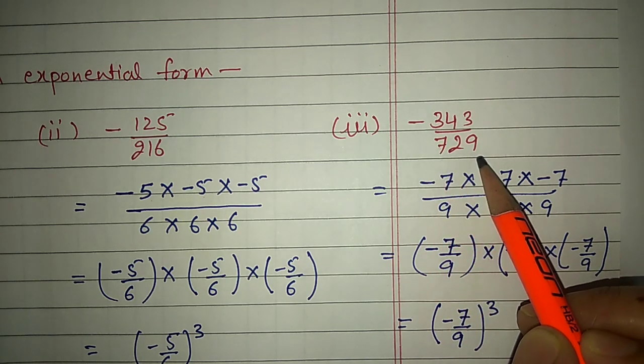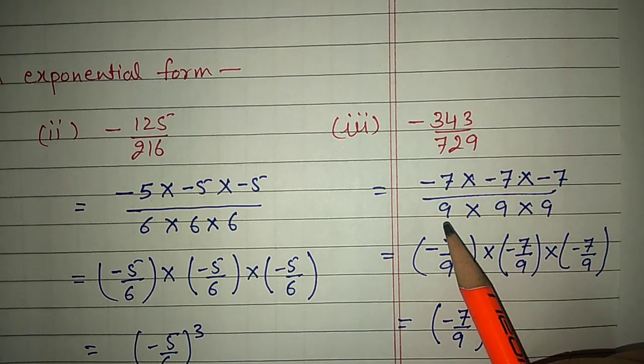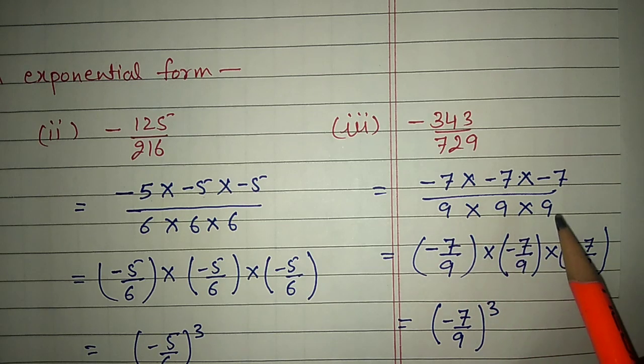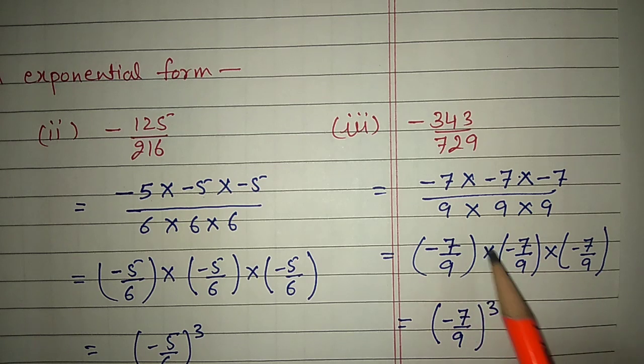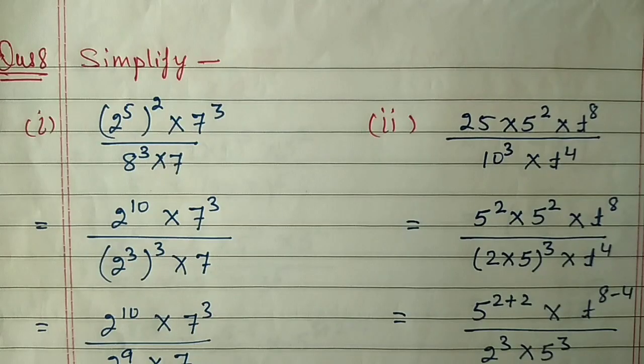Similarly 729. Do the factor of 729. You will get 9 into 9 into 9. Then we can write it as minus 7 by 9 multiplied by minus 7 by 9 multiplied by minus 7 by 9. If we write in exponential form, then the answer will be minus 7 by 9 whole to the power 3.